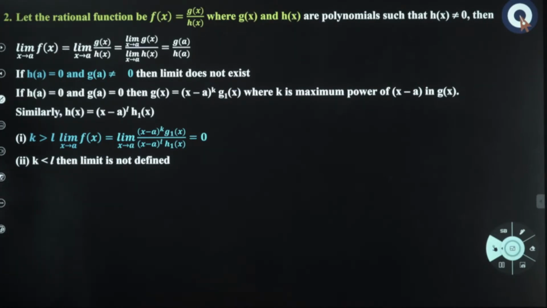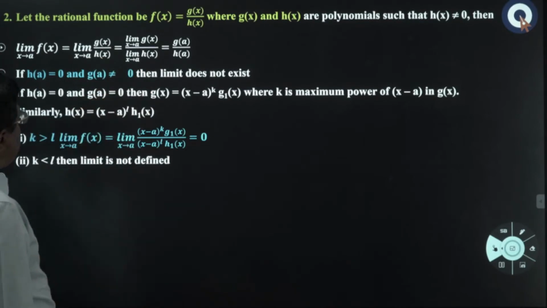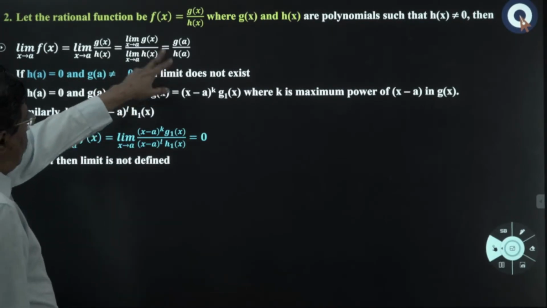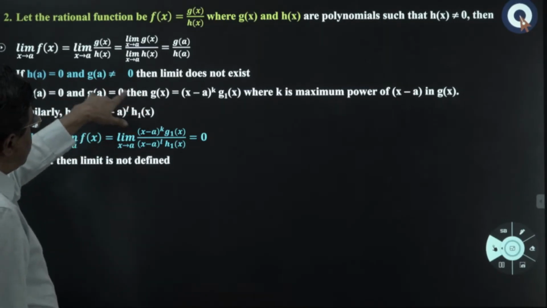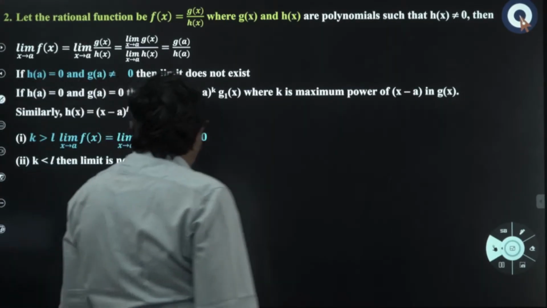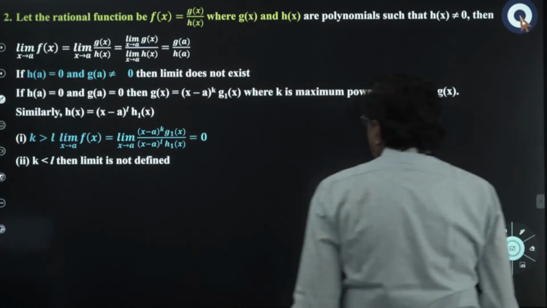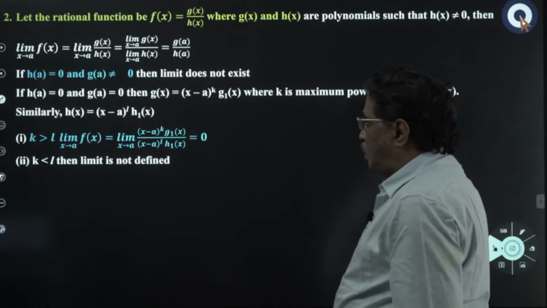For rational algebraic functions, we can write limit of g(x)/h(x) as limit of g(x) by limit of h(x) as x tends to a, because the numerator is g(a) and the denominator is h(a). So if they are not 0, then the limit exists. If they are 0, then it becomes a 0 by 0 form, and we will use L'Hopital's rule.